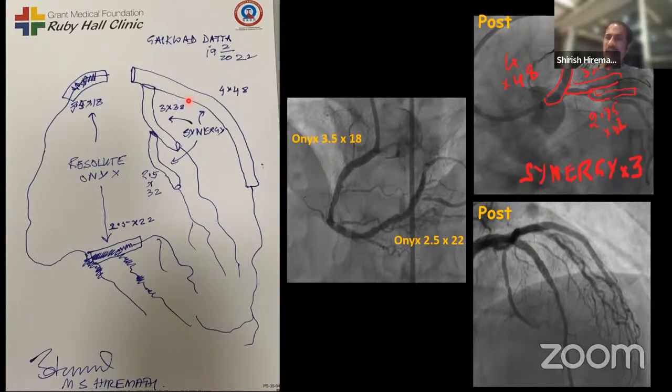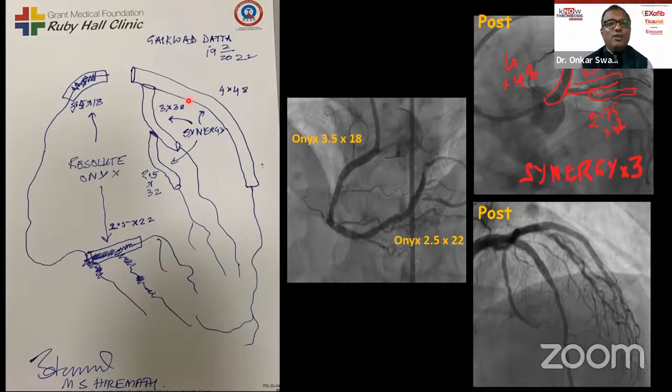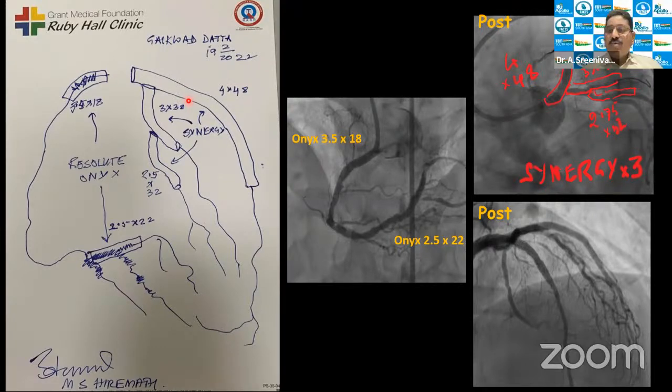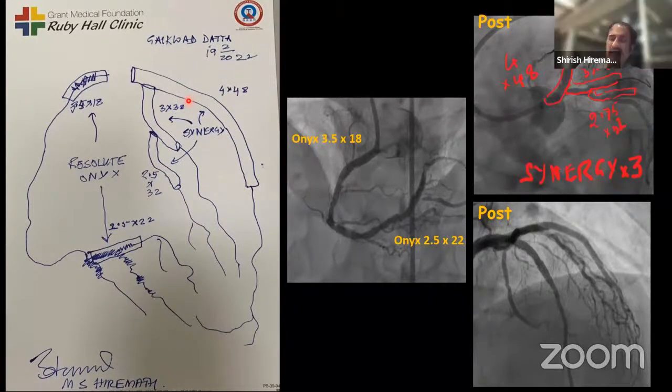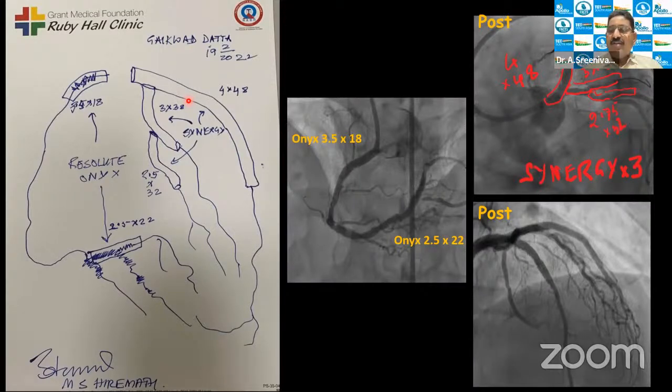Okay, Dr. Omkar, I think time to call it a day. Yes, sir. That case, sir, in LCX, I just did not do only a drug-eluting balloon, sir. We did an orbital atherectomy before. Yes, LCX ostium. Then we did a drug-eluting balloon after shaving out all the material. Only a drug-eluting balloon cannot produce so much of a good result. What I showed, that LCX ostium.